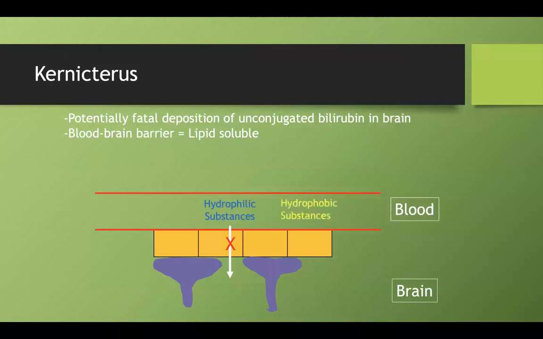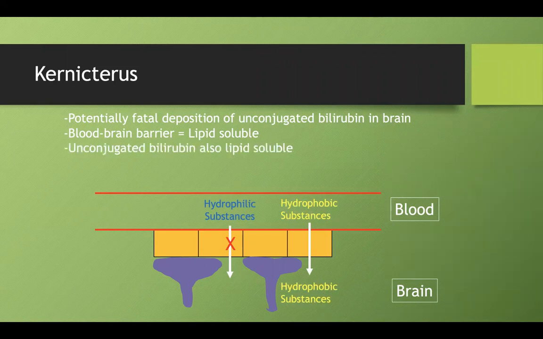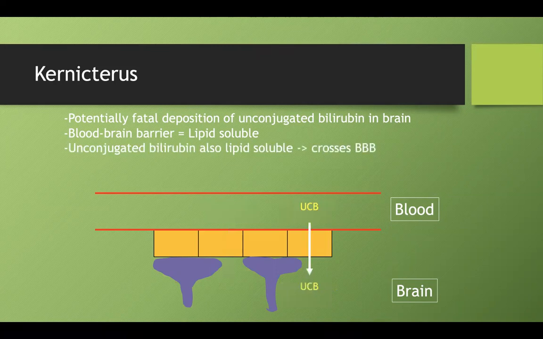On the other hand, if you have hydrophobic substances, like unconjugated bilirubin, that can actually diffuse across and make it into the brain. So like I said, unconjugated bilirubin is lipid soluble, so it's able to cross this and make it into the brain. And as I mentioned before, it prefers depositing in the basal ganglia of the brain. And something I do want to point out again, just to make sure we understand, because the blood-brain barrier is less developed in newborns, they have the highest risk of developing kernicterus.